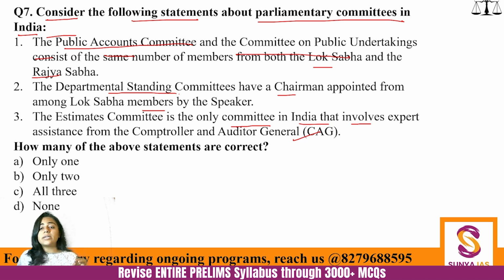You know the third statement is absolutely incorrect because it's not the Estimates Committee, it's the Public Accounts Committee which is the only committee which gets assistance from the CAG.